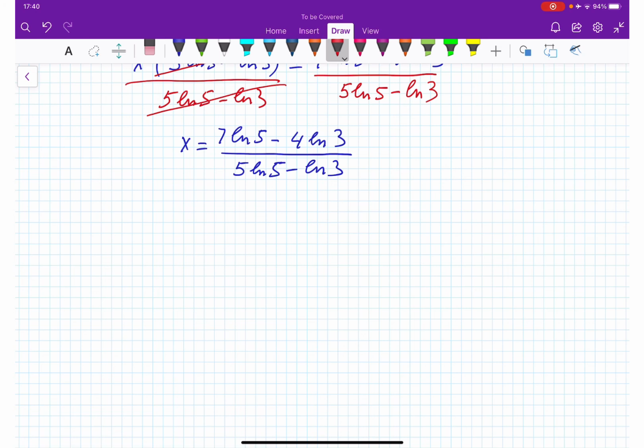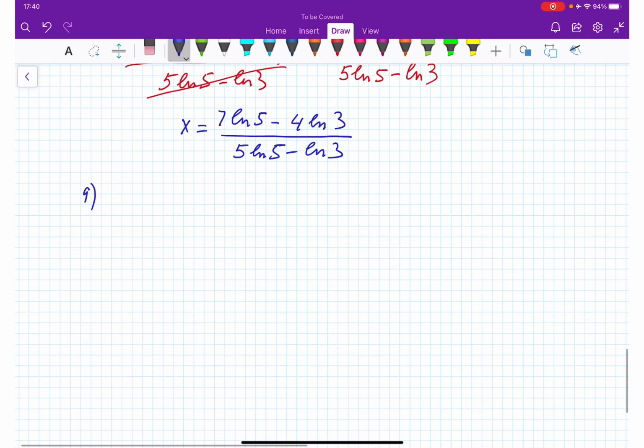Next one, question number 9. Solve the following exponential equation: e to power 2x minus 3e to power x plus 2 is equal to 0. Wow, this is an interesting one. Okay, so look, what do I see here?